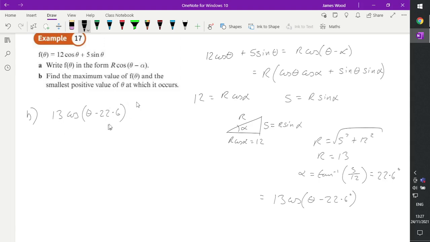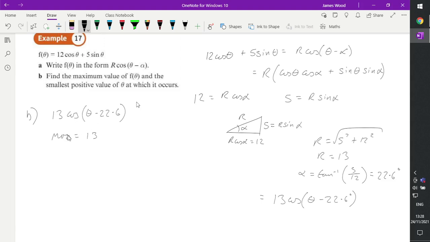Once you've got it in this format, this is just graph transformations of cos theta. So this is a graph of cos theta that's been stretched vertically by 13 and shifted right by 22.6. So by looking at this equation, the maximum, instead of being at 1, is now at 13 because it's been vertically stretched by 13. So the maximum value is 13 and the minimum is obviously minus 13.